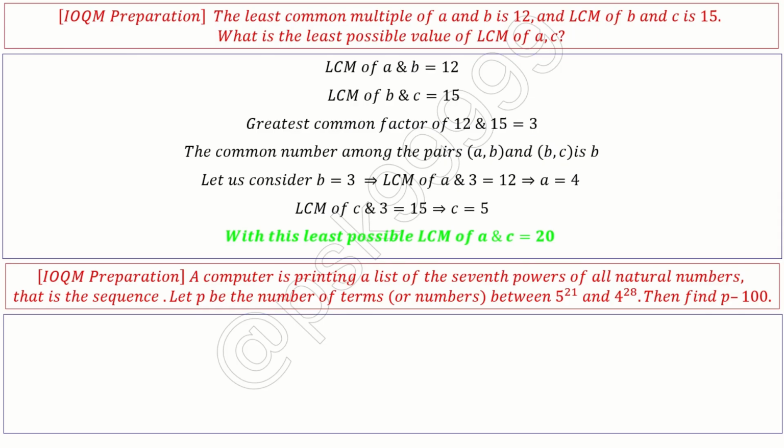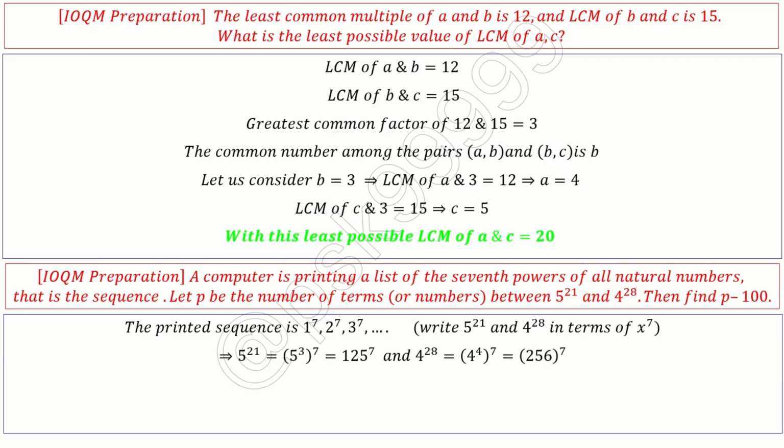The printer is printing something like 1 to the power of 7, 2 to the power of 7, 3 to the power of 7 and so on. Now we have to write 5 to the power of 21 and 4 to the power of 28 in terms of some power of 7. That is nothing but 5 to the power of 21 is 125 to the power of 7, and 4 to the power of 28 is 256 to the power of 7.